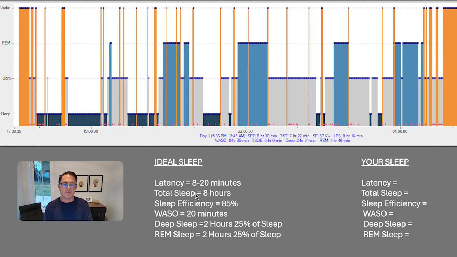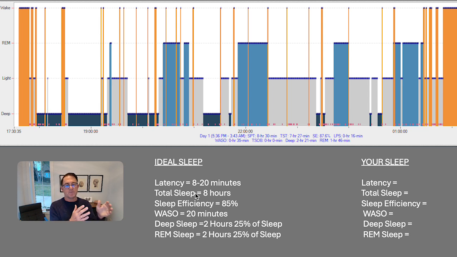REM sleep is a big predictor of what's going to happen later in life in your cognitive functioning. That should be about 2 hours of the 8-hour cycle of sleep. About 4 hours of an 8-hour cycle will be light sleep. But in general, we want REM to be about 25% of sleep. So the combo of deep and REM should equal right around 50%.